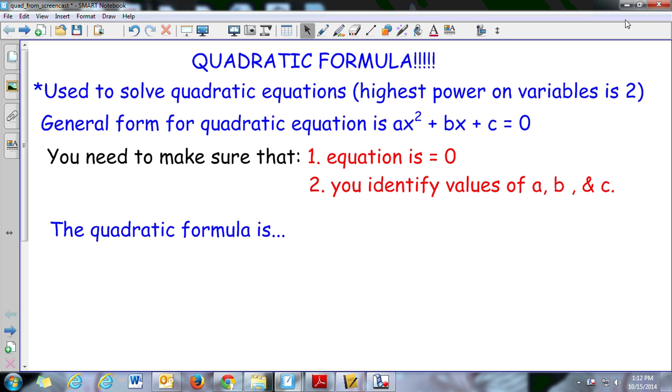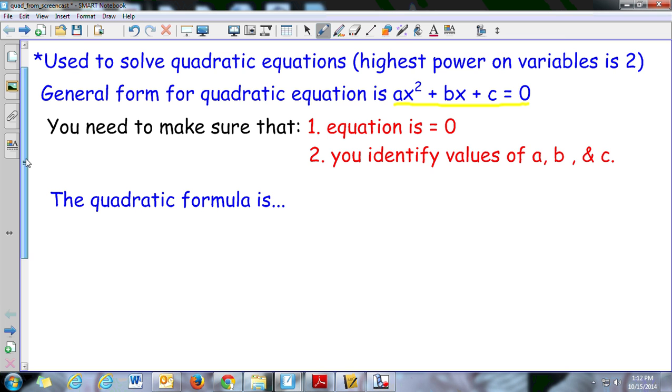I gave you the general form. We've talked about this in class, ax squared plus bx plus c equals 0. In order to use the quadratic formula, you have to be sure of two things. One, your equation always has to equal 0. And if you can identify the values of a, b, and c, those coefficients and the constant, it will make your life so much easier.